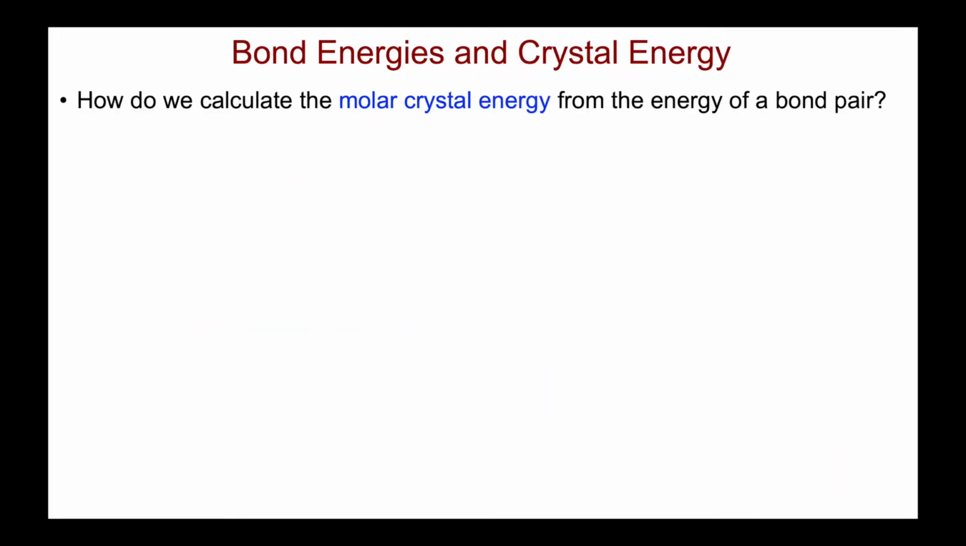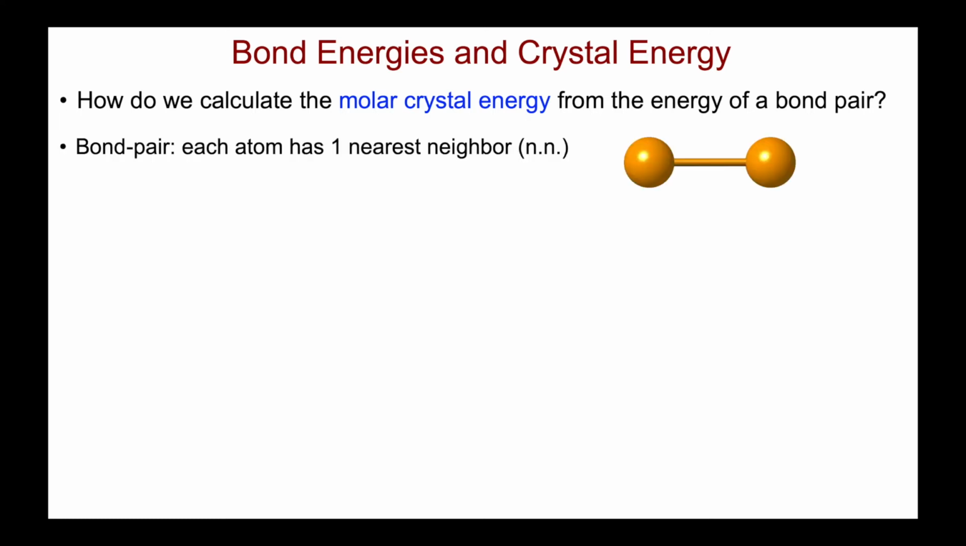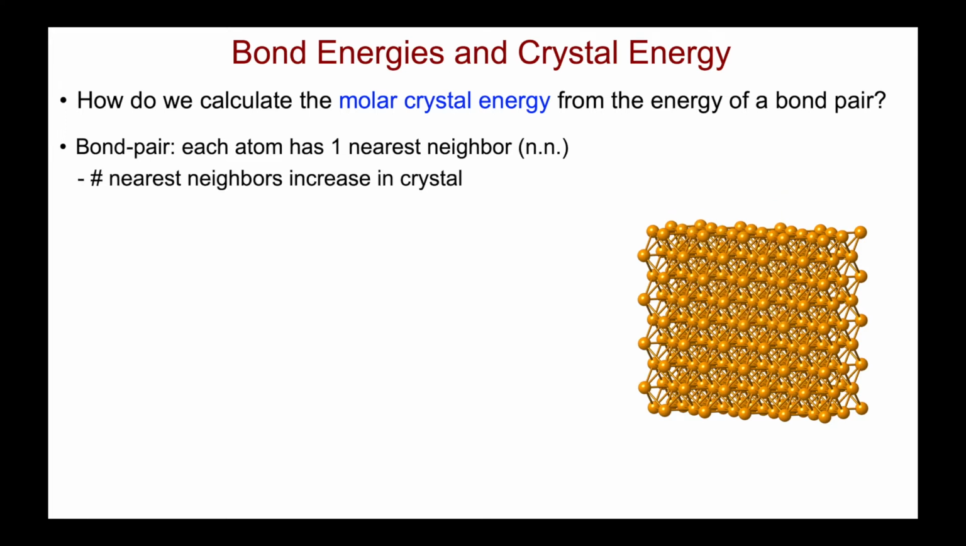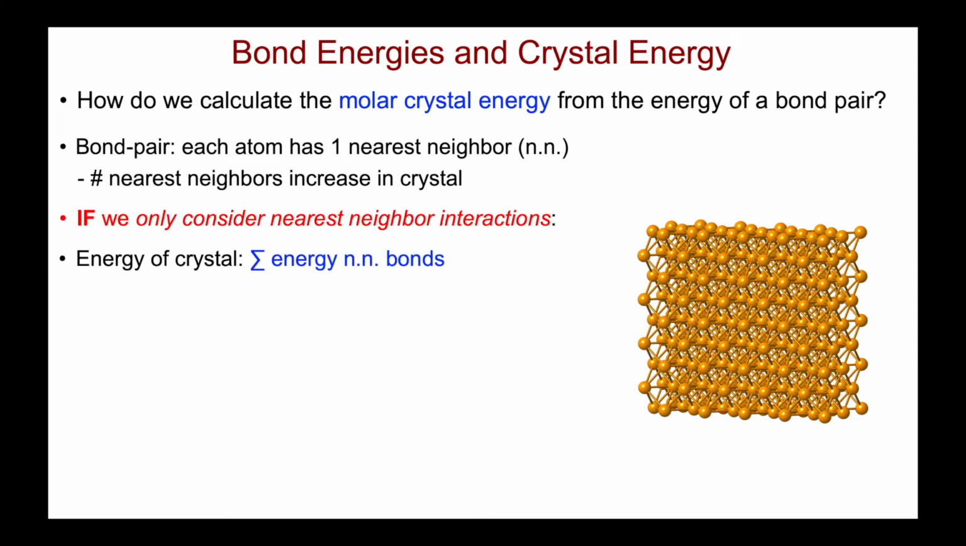Well, given that we have equations for an individual bond in the solid, how do we calculate the molar crystal energy from the energy of a bond pair? So in a bond pair, each atom just has one nearest neighbor. It's isolated. But in a solid, we have many, many atoms with many, many nearest neighbors. And so the issue is, how do we account for the nearest neighbors increasing to yield the molar crystal energy?